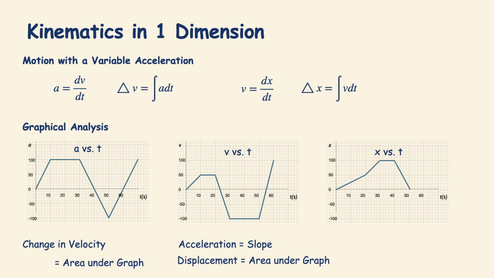And the last graph that you're going to see at this level of physics is position versus time. And you can read the position, but you can also look at the slope of that graph, and that will always be equal to the velocity.